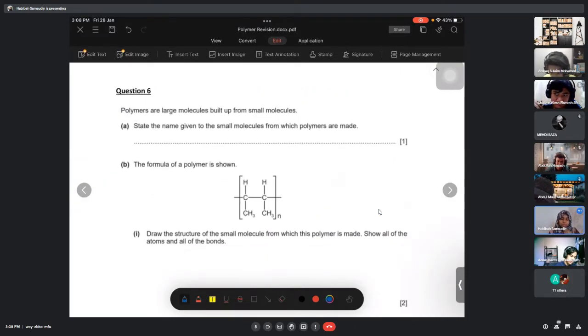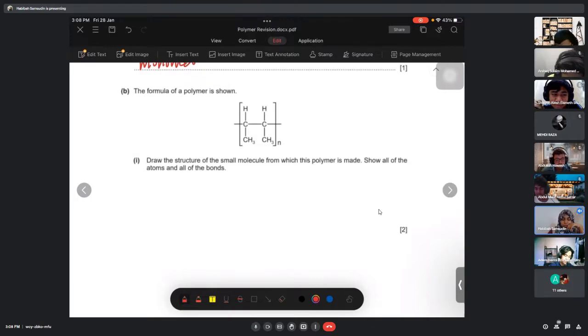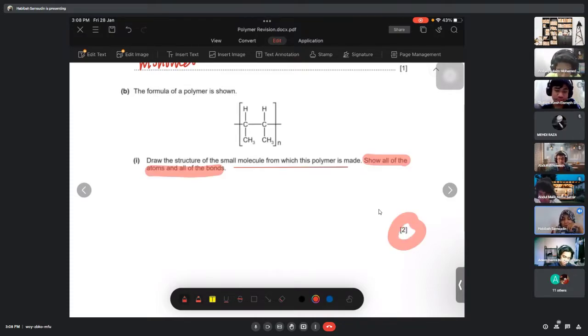Okay, so question 6. Polymers are large molecules built from small molecules. State the name given to the small molecules from which polymers are made. Monomers. Okay. Now, the formula of a polymer is shown. Draw the structure of the small molecule from which this polymer is made, and see the question, class. Show all the atoms and all the bonds. So see, 2 marks. Why? Because you need to show all the bonds.